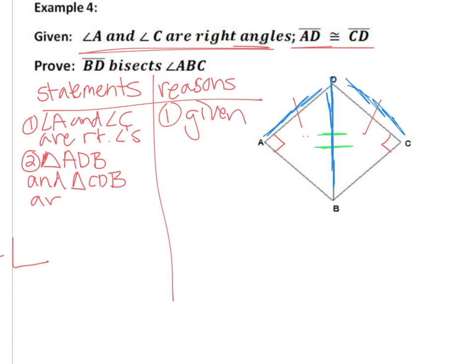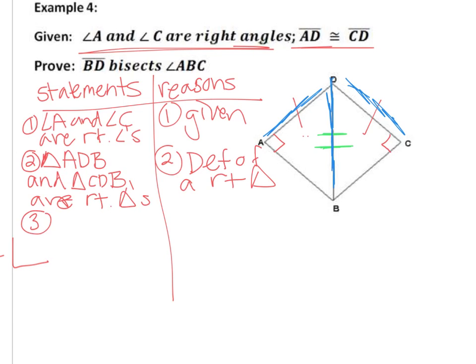are right triangles. So what's the reason for that? What allowed me to do this? So if I have a triangle with a right angle, that means I can make the conclusion that they're right triangles because that's the definition of a right triangle. All right, 3. Well, we haven't included the given up here where it says AD is congruent to CD, given.